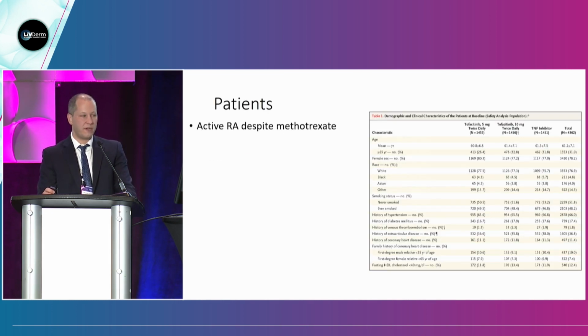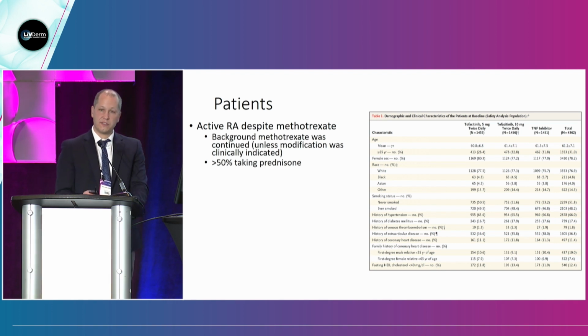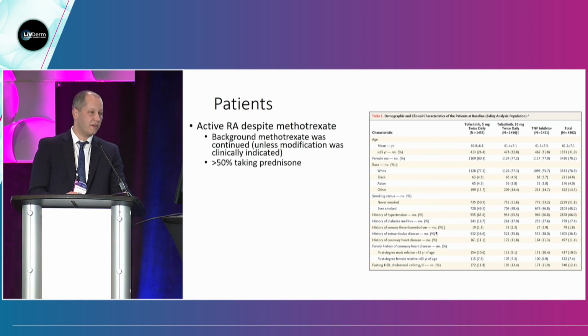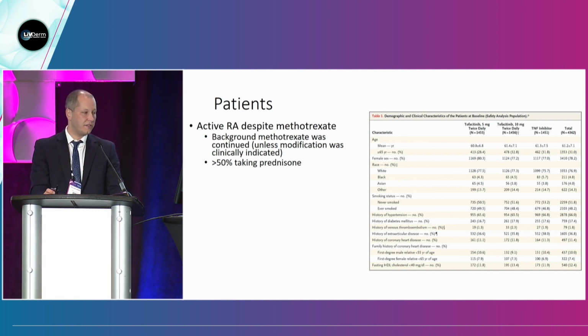So let's take a look at these patients. Again, these are all RA patients. They have active RA despite methotrexate. During this study, background methotrexate was almost universally continued in patients, and so we need to remember these are patients that are not only taking a JAK inhibitor, they're also taking methotrexate. Further, about 50% of the patients were also taking prednisone.